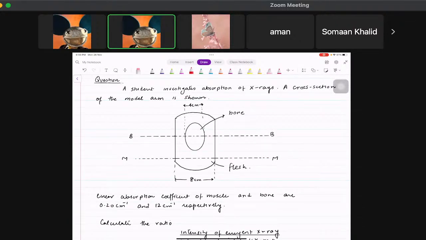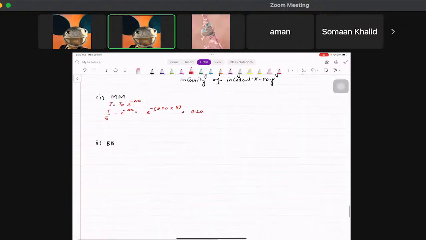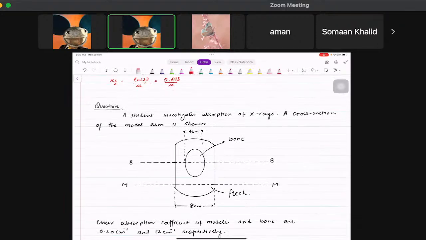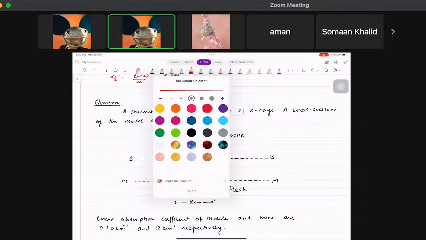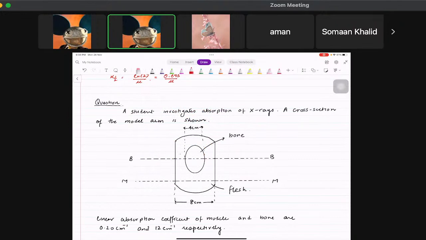Okay. All right. Now, then it says BB. The issue with BB is that the whole thing passes through the first section here when it's incident like this, and then it goes to the second section, which is a bone, and then it goes to the muscle again, and then it goes out. Do you guys understand? If this is I naught and this is I, he's asking for the ratio at the end.